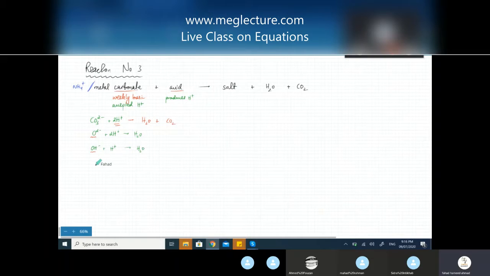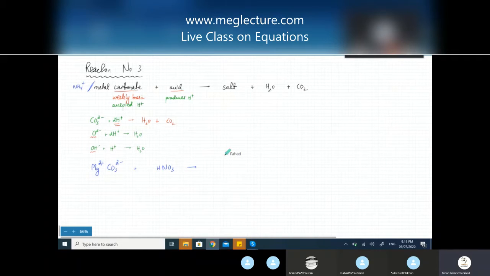Now let's pick any carbonate, magnesium carbonate. Mg is 2+, carbonate is 2-. The formula is crisscross, it's going to remain exactly the same. I'm going to react it with nitric acid, HNO3.